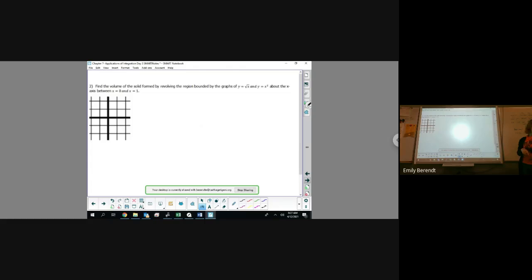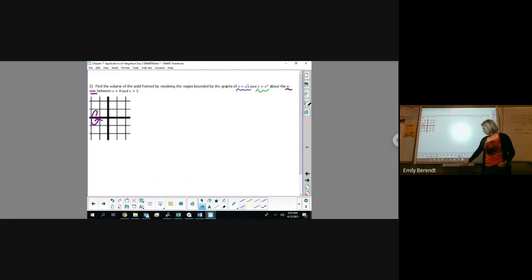The next one, find the volume of the solid formed by revolving the region bounded by the graphs of y equals square root of x and y equals x squared. So y equals the square root of x, I'm going to do in blue. y equals x squared in green. It says we're rotating about the x-axis. And this one's nice because they give us the bounds of 0 and 1. And the square root of x is pretty easy for us to graph.